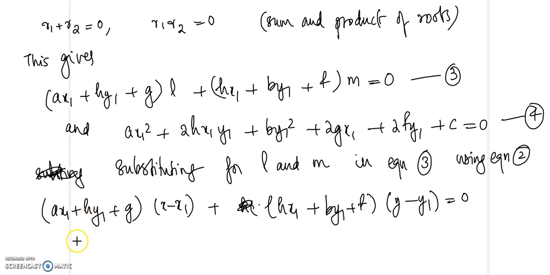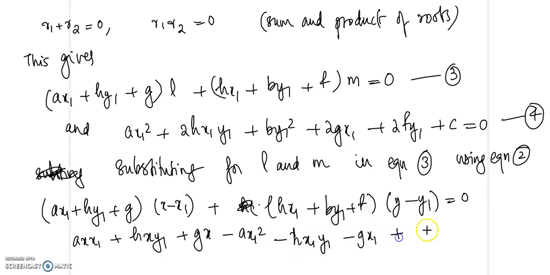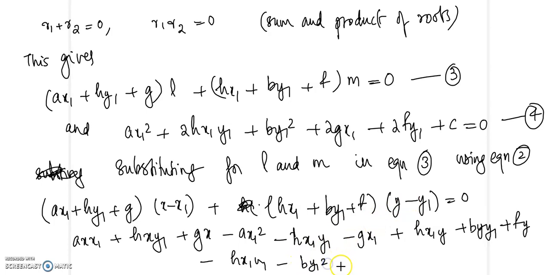So expanding this, we will get a x1 x plus h xy1 plus gx minus ax1 square minus h x1 y1 minus gx1 plus h x1 y plus by y1 plus fy minus h x1 y1 minus b y1 square minus f y1 equal to 0.